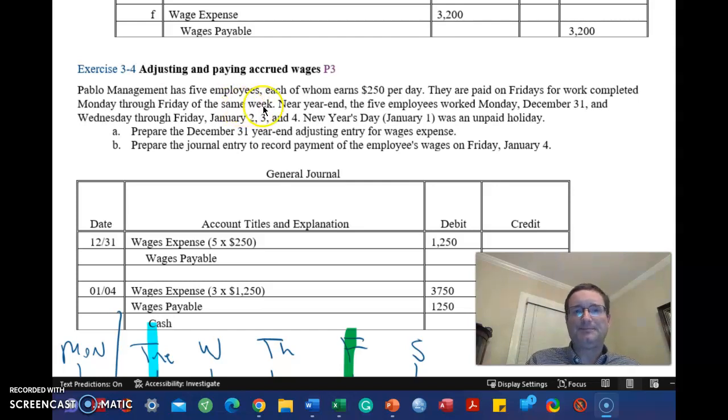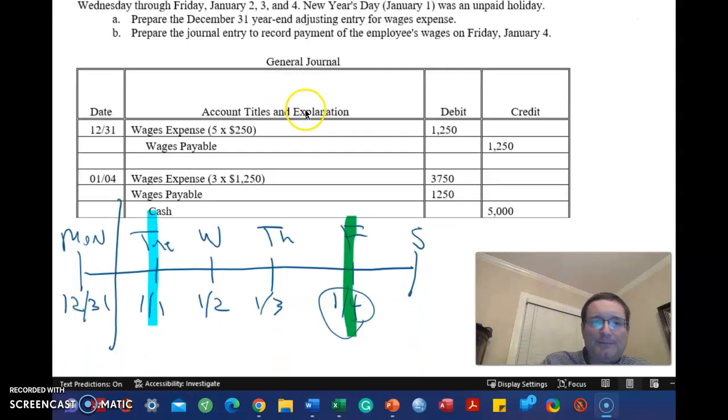All right, so with that said, near year end, 5 employees work Monday, December 31st, okay? And then they work Wednesday through Friday, January 2, 3, and 4. So Monday they work, that's in the prior year. They take New Year's Day off, and then they work January 2nd, 3rd, and 4th, and they get paid January 4th. When they get paid January 4th, it's for Monday, Wednesday, Thursday, and Friday. So they get paid for 4 days.